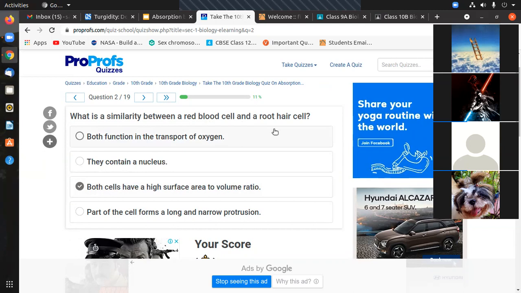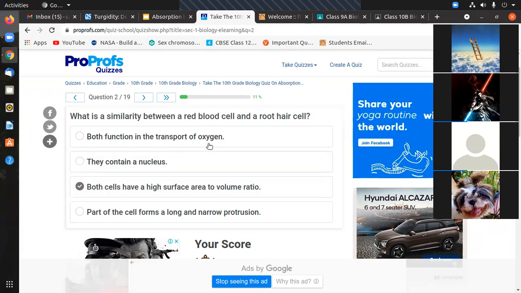I guess red blood cell does function in transport of oxygen, but root hair cell doesn't. Both probably contain a nucleus. RBCs don't have a nucleus. Oh, okay. Then it's probably C only, the third one. Anusha, what do you think? So even I think it's C only.